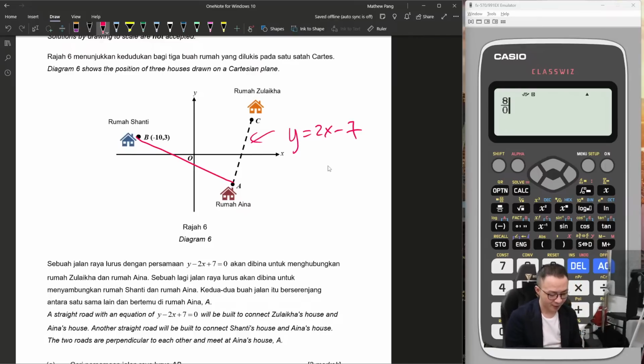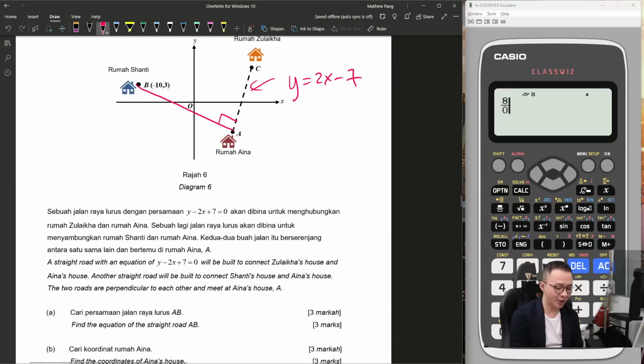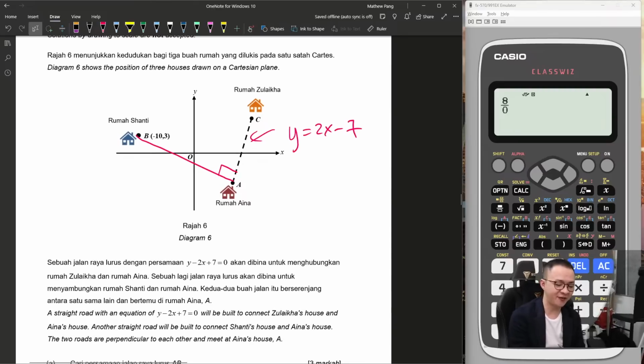Okay, so the two roads are perpendicular to each other. These two roads are perpendicular to each other and meet at Aini's house, A. Find the equation of AB. Since they are perpendicular, we can easily find M2, right?